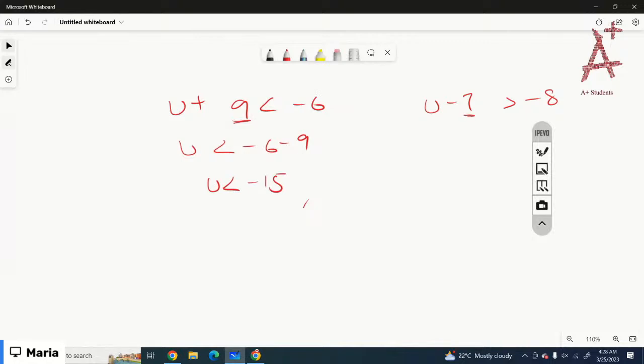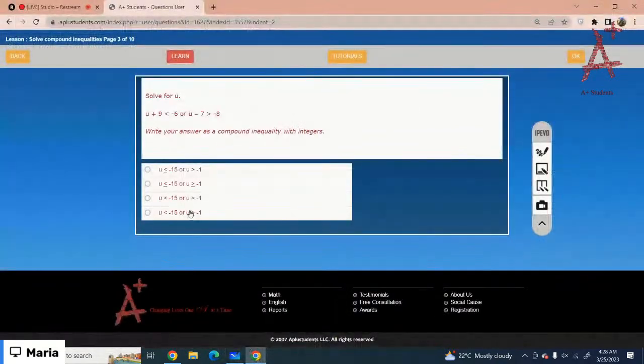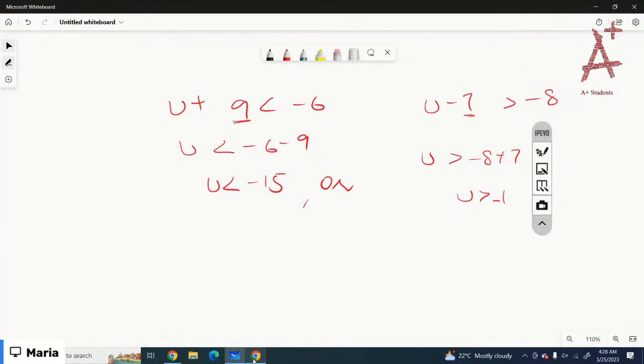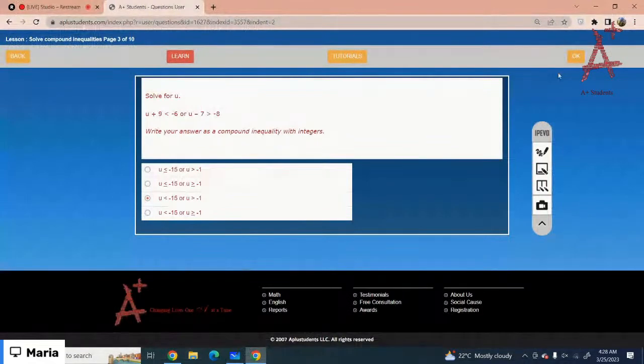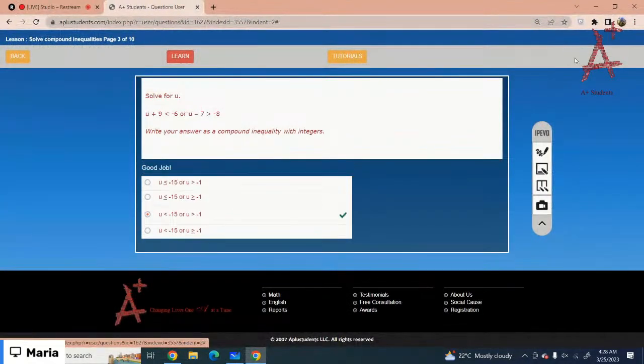Now we're going to add that 7 to the other side. It would be negative 8 plus 7, and that would be u is greater than negative 1. So that means the solution for the inequality is u is less than negative 15 and u is greater than negative 1. So it would be option number 3. Got it? So option number 3 is the correct option.